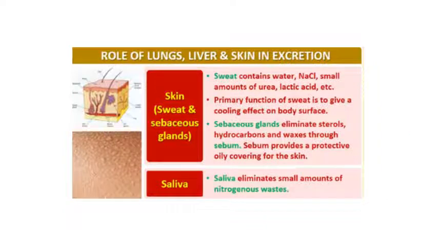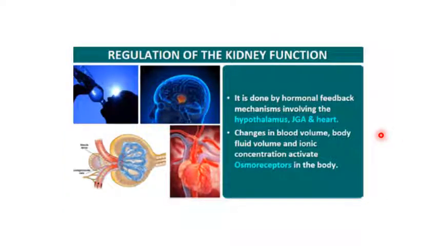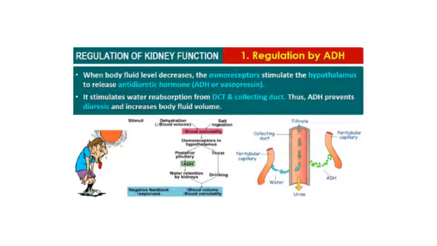Now let us understand how the function of kidney is regulated by our brain. So this is done by hormonal feedback mechanisms involving hypothalamus, heart, which changes the volume of blood, body fluid volume and ionic concentration, activate the osmoreceptors in the body to regulate the amount of urine which is going out from the kidney. First, let us study the regulation by a hormone called ADH, that is the antidiuretic hormone.